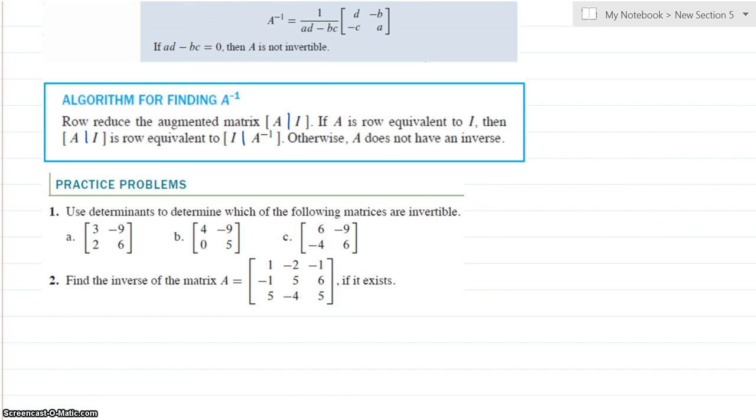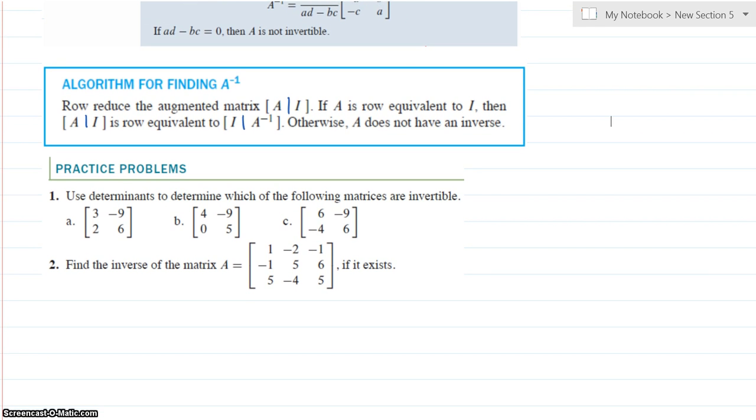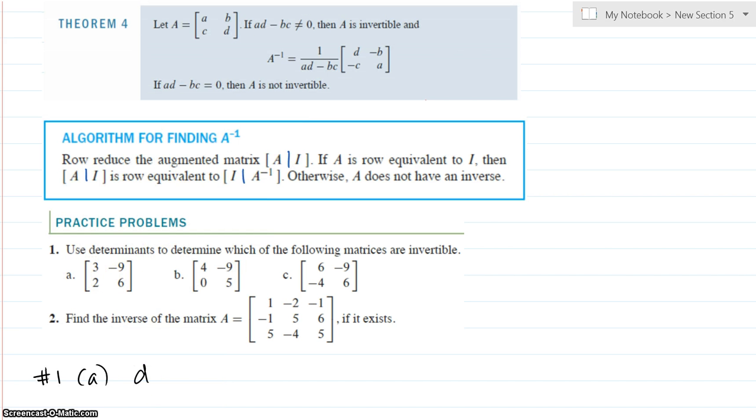It says use determinants to determine which of the matrices are invertible. I'm also just going to find the inverse so we practice. So what is the determinant? The determinant of A, if you remember, we mentioned this in the last video, is AD minus BC, where A, B, C, D are in those locations. So if we look at this, this would be 18 minus a negative 18, which happens to be 36. So this is invertible because if AD minus BC is not equal to 0, then it's invertible.